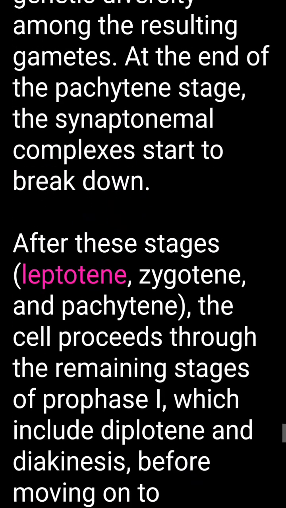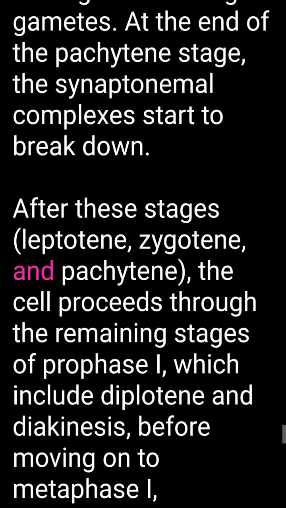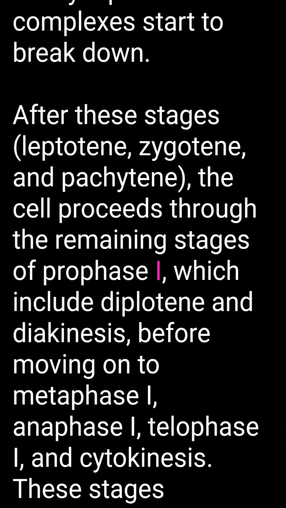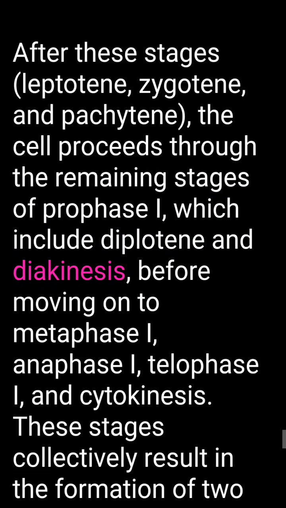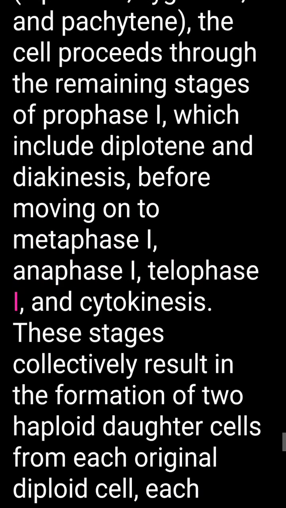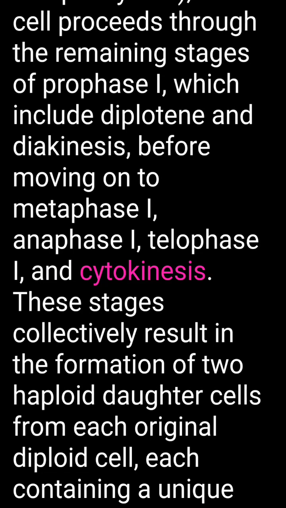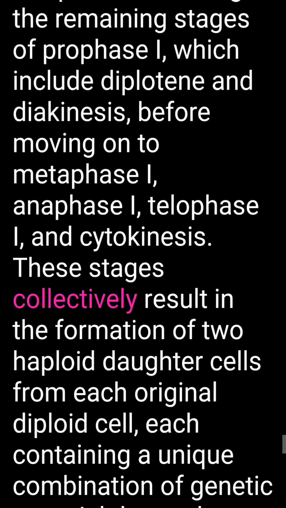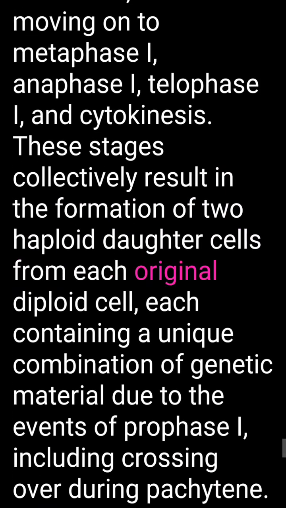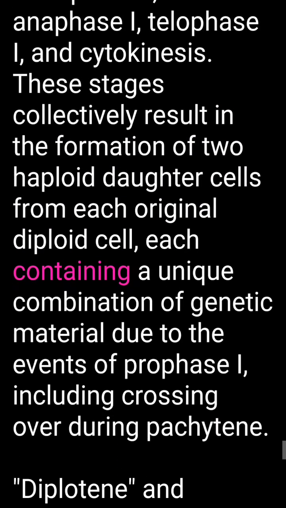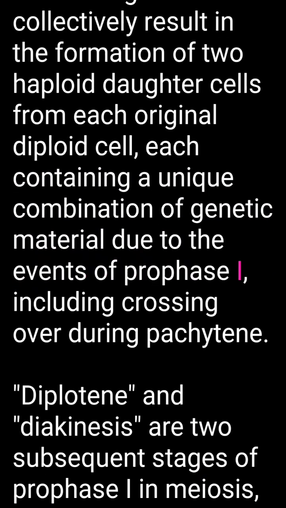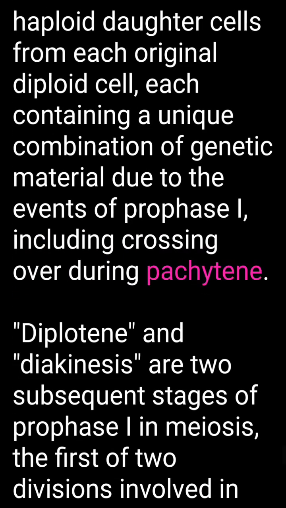After these stages, leptotene, zygotene, and pachytene, the cell proceeds through the remaining stages of prophase I, which include diplotene and diakinesis, before moving on to metaphase I, anaphase I, telophase I, and cytokinesis. These stages collectively result in the formation of two haploid daughter cells from each original diploid cell, each containing a unique combination of genetic material due to the events of prophase I, including crossing over during pachytene.